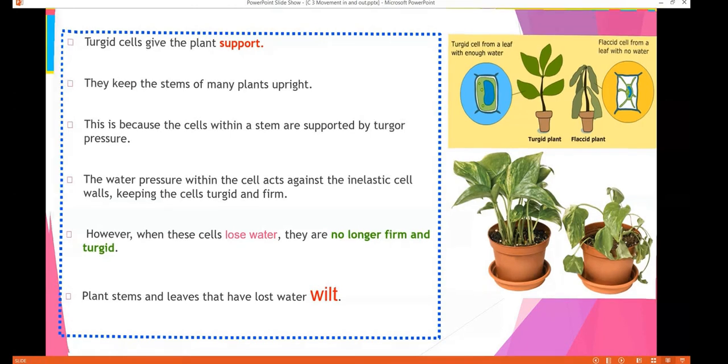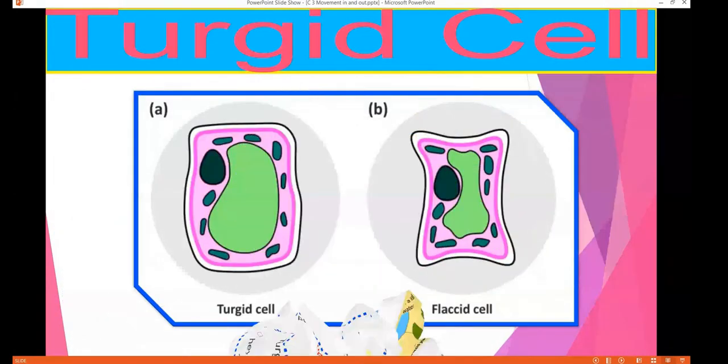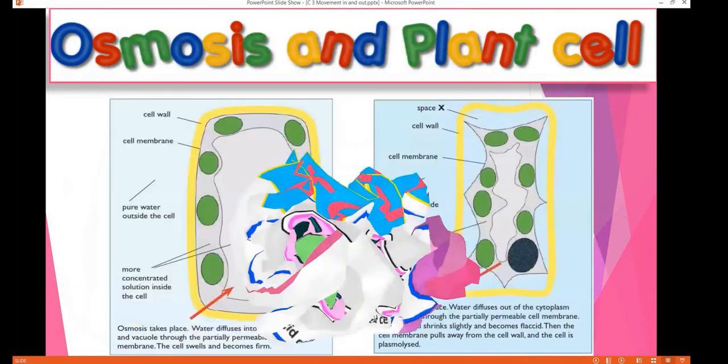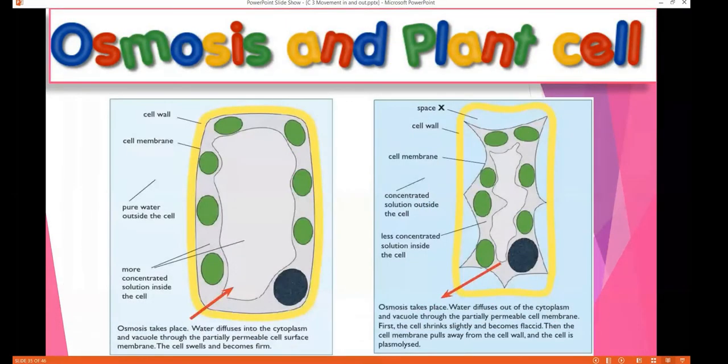Yes, Miss. Okay, great. So you can see in the slide also the difference between a turgid cell and a flaccid cell. The turgid cell is swollen because it has enough water in it. And you can see the flaccid cell has lost water from inside the cell to the surrounding atmosphere. And that is how it is looking shrunk and flaccid and wilted. All right, and you can see on the slide about osmosis and the plant cell.